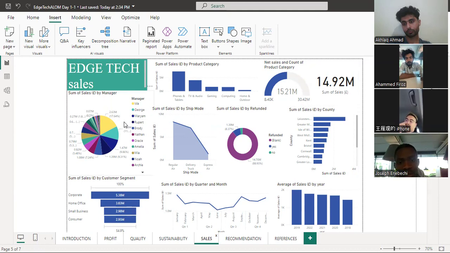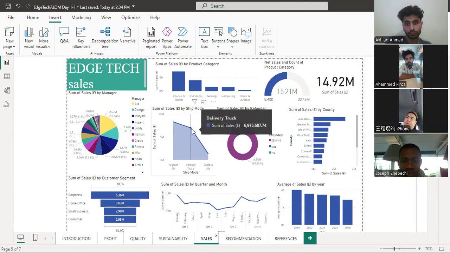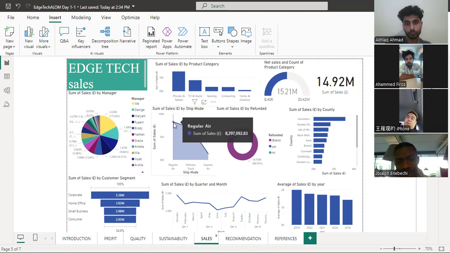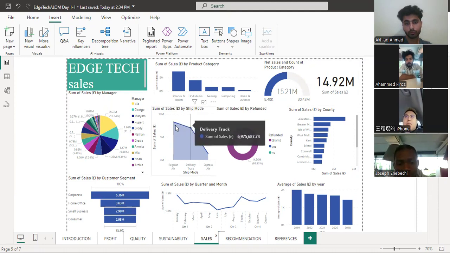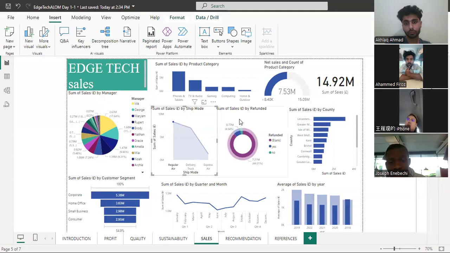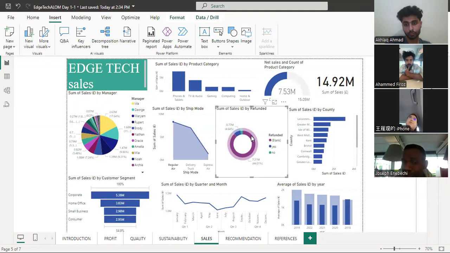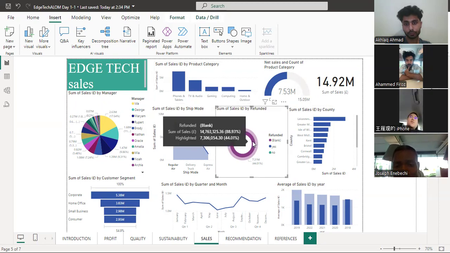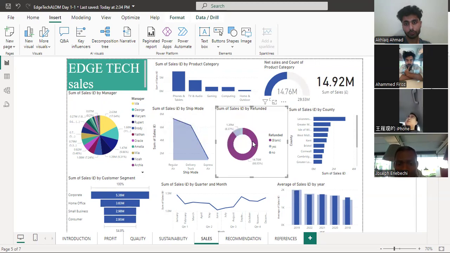We look at some of the sales by our supply chains, that is the shipping mode. We see that regular air has delivered more product than any other supply chain. So we need to also improve our supply chain, especially express air. Then we look at sales by refunding. One of my colleagues said that there is a big refund of sales. We have about 8.3% of the sales refunded. So we need to improve the quality of the product.